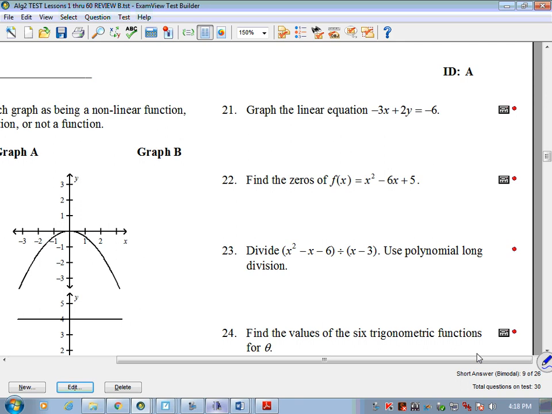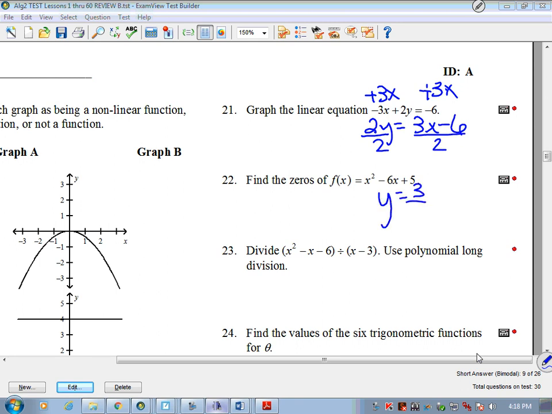That was question number 20, so we're going to slide over here to the right for question 21. It says graph the linear equation. The first thing we're going to do is move it over to y-intercept form. So we're going to add 3x to both sides. So we have 2y equals 3x minus 6. We will divide by 2. So we get y equals 3 halves x minus 3.